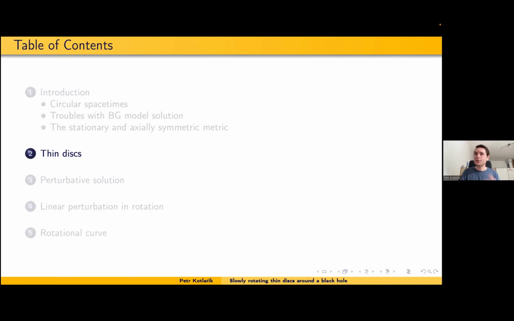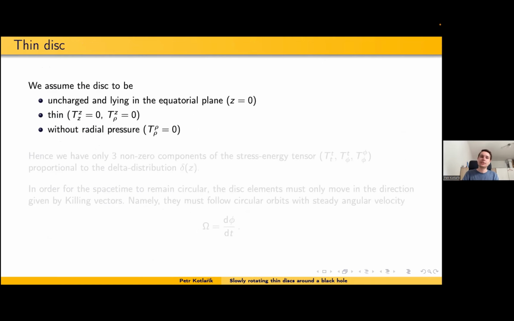Great. Now we have to talk a bit about what is on the right side of the Einstein equations. And we are looking for a solution of a thin disk. Therefore, we assume that the disk is uncharged and lying only in the equatorial plane, and it is infinitesimally thin. So there is vacuum everywhere, only a distributional source in the equatorial plane. And we also suppose that the disk has no radial pressure.